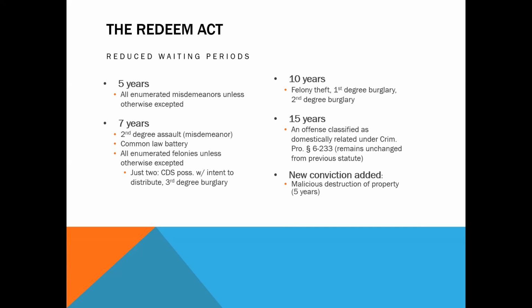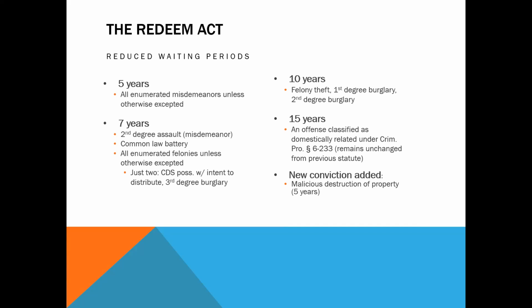The Redeem Act went into effect October 1st, so just a few weeks ago, as we hold this presentation in mid-October 2023. And these are the new waiting periods that apply. Really, the Act created 3 categories for eligible convictions: 5 years, 7 years, and 10 years. Previously, we more or less had only 10-year and 15-year categories.